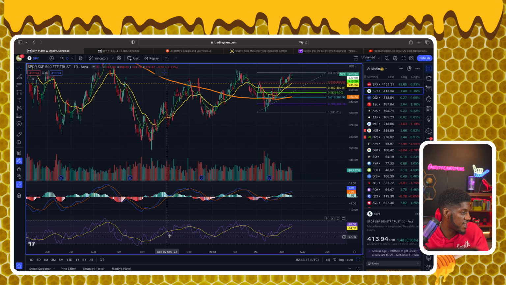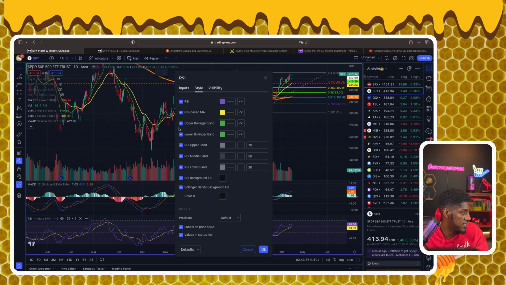So I do make a lot of changes to these, and I'll show you why and how I do this. So you go right here, you click that button, and then you go to the gear settings. So I make the RSI yellowish.